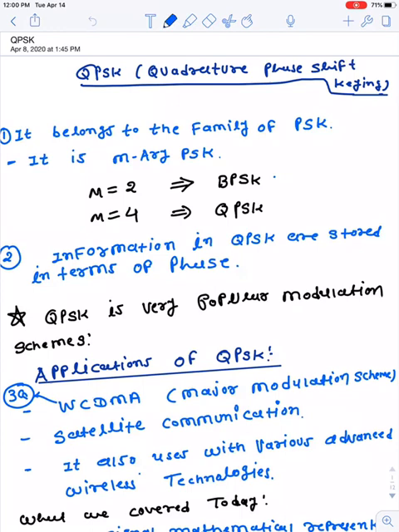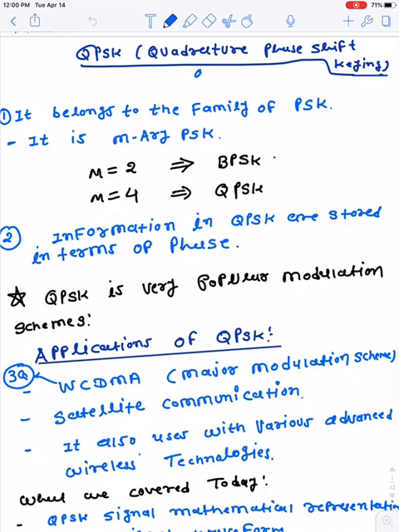As we start, Q stands for quadrature. Quadrature is generally considered a 90 degree phase shift of a signal. We will take a look at why this is known as quadrature, or where the 90 degree phase shift is to be considered. So Q stands for quadrature, and PSK stands for phase shift keying.